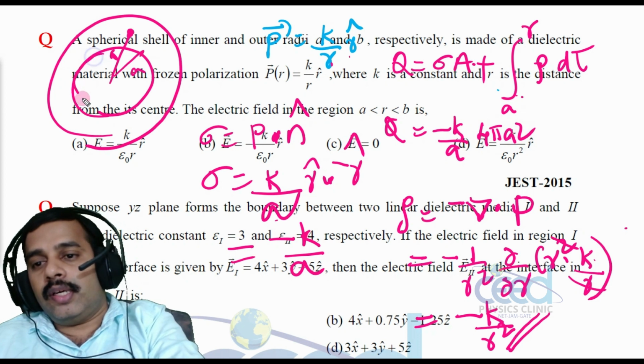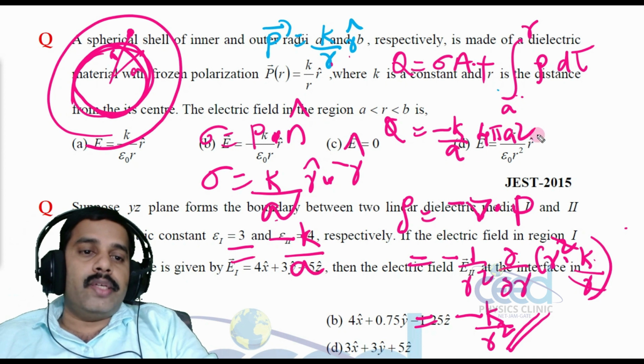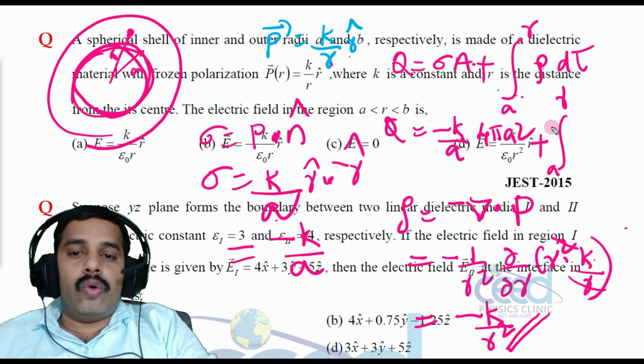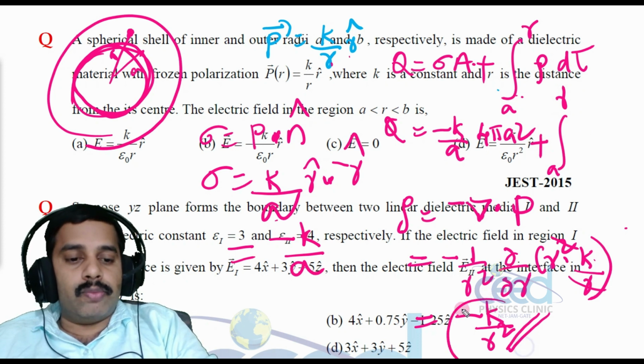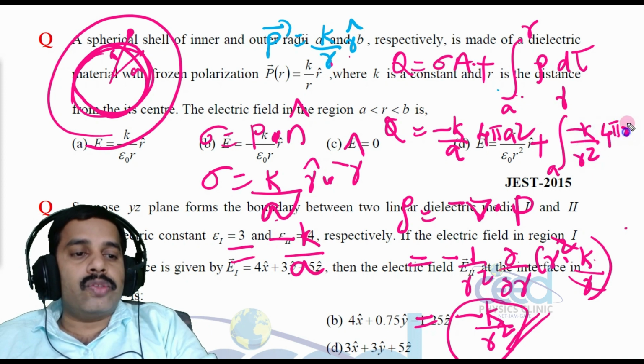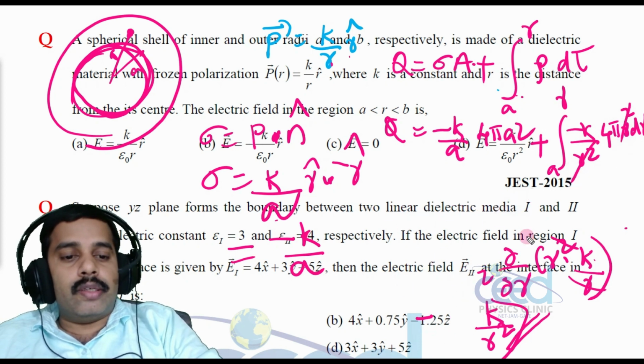We are considering the inner surface area, right? There is surface charge induced, minus 4 pi a square plus here a to R, and what is this rho? Rho, we have already got, that is minus k by r square. So minus k by r square into, what is d tau? 4 pi r square dr, right? This r square cancels.